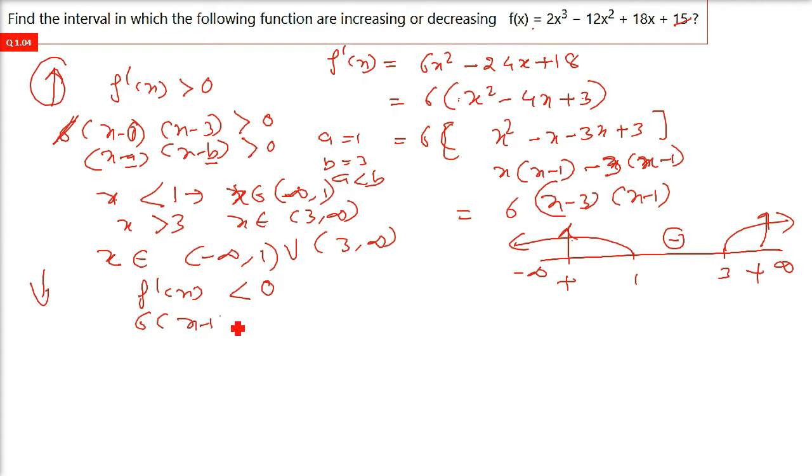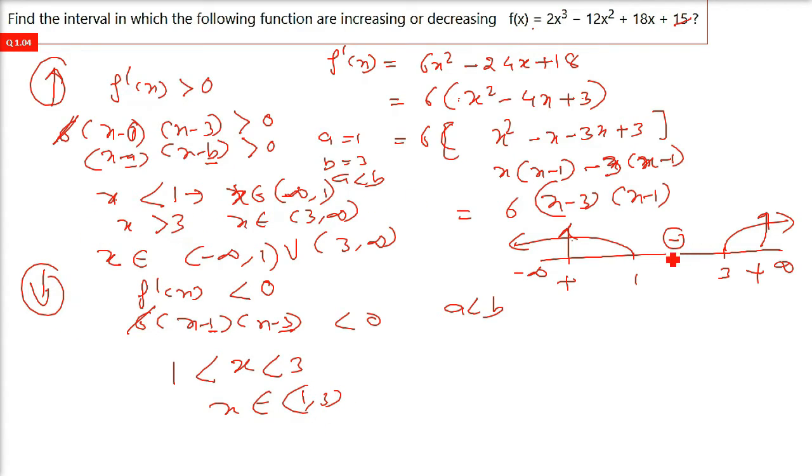So this is 6 into x minus 1 into x minus 3 less than 0. You can again divide both sides by 6. So we have x minus 1 into x minus 3 less than 0. So if a is less than b, 1 is less than 3 of course, the direct solution is x should be between a and b. That is, it has to be between 1 and 3. So x belongs to 1 and 3. These are the two solutions for increasing and decreasing function.